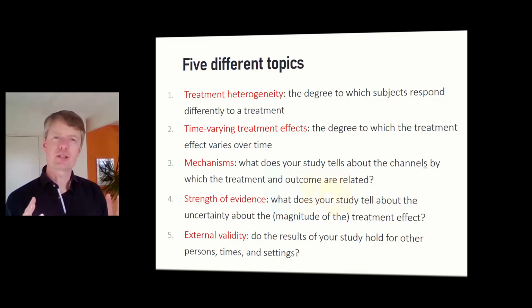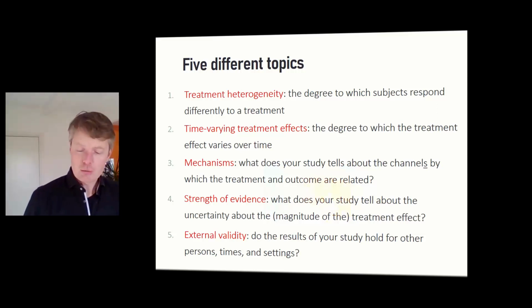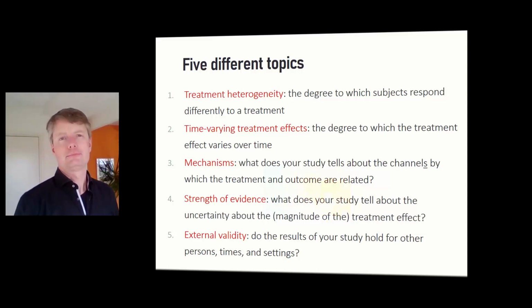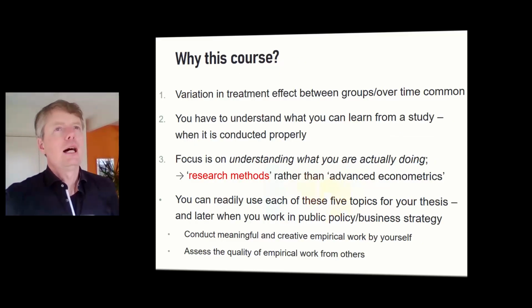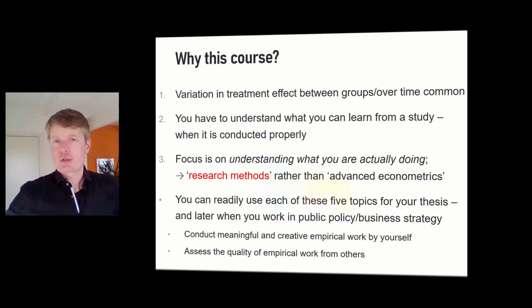So in Econometrics 2, it's not only about internal validity. That's all Econometrics 1, getting an unbiased treatment effect. But in Econometrics 2, we look at, okay, now we have conducted our study. How can we actually use it? Now, why is the course structured as it is? Well, first of all, it's fairly common that treatment effects vary between groups and also over time. So it makes sense to cover those 2 topics and those other 3 topics.